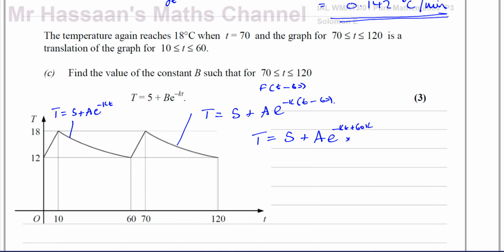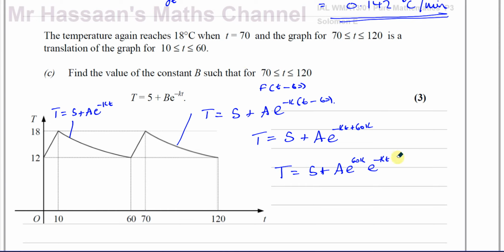So I've just expanded that bracket. So that's minus kt plus 60k. So you can say T is equal to 5 plus A times e to the power of 60k, times e to the power of minus kt. So that's what this becomes if you just rearrange this. A to the power of 60k, and you're going to have times minus kt.